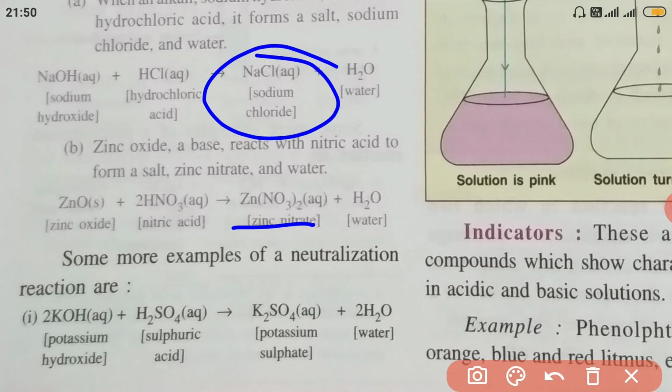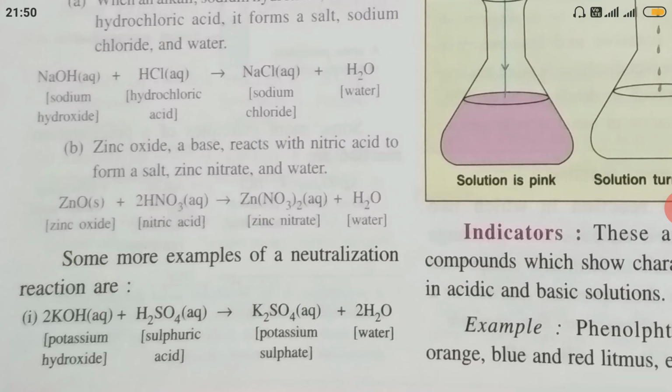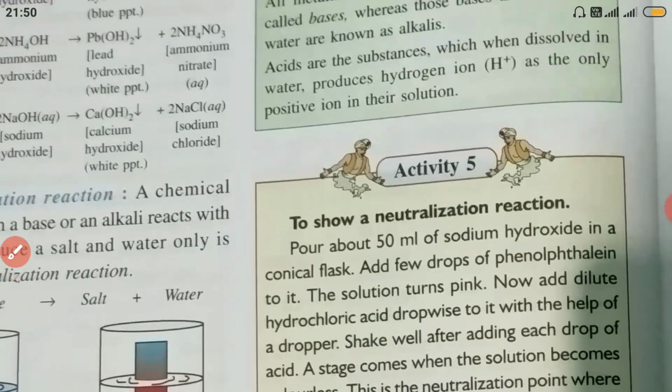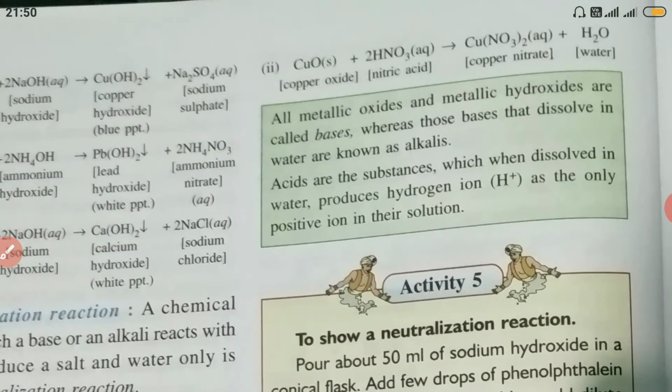So these are the salts here. Now another example: potassium hydroxide reacts with sulfuric acid to give potassium sulfate, which is another salt, plus water. And the last one is calcium oxide, which is a base, reacts with nitric acid to form calcium nitrate, which is a salt, and water. So a neutralization reaction produces only two products, which are salt and water.